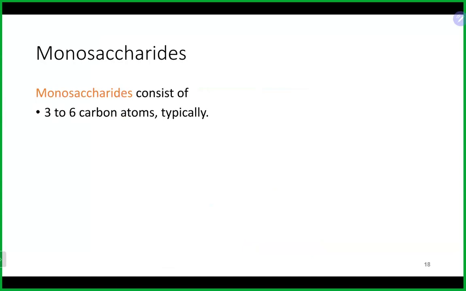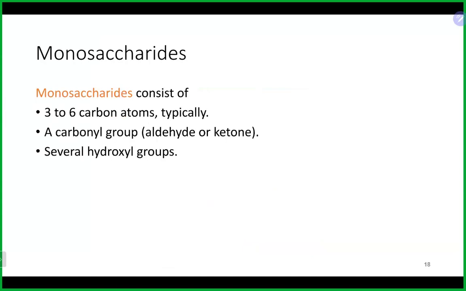So let's start with monosaccharides. Monosaccharides consist of 3 to 6 carbon atoms typically. They have that carbonyl group that we saw in organic chemistry, and as a reminder, that is our carbon-oxygen group there. That's our carbonyl carbon.